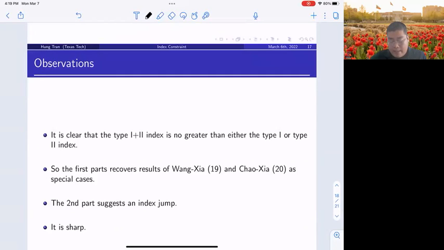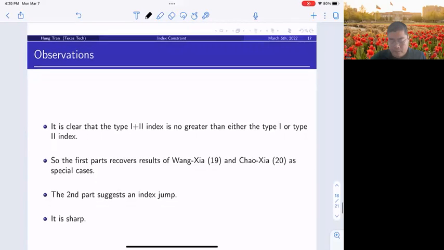Another observation is that the first part here recovers the results of Wang and Zhao as special cases. So this group of mathematicians study either the type 1 or type 2 stability case and obtain some characterization. We can recover the results as special cases of our main theorem here.